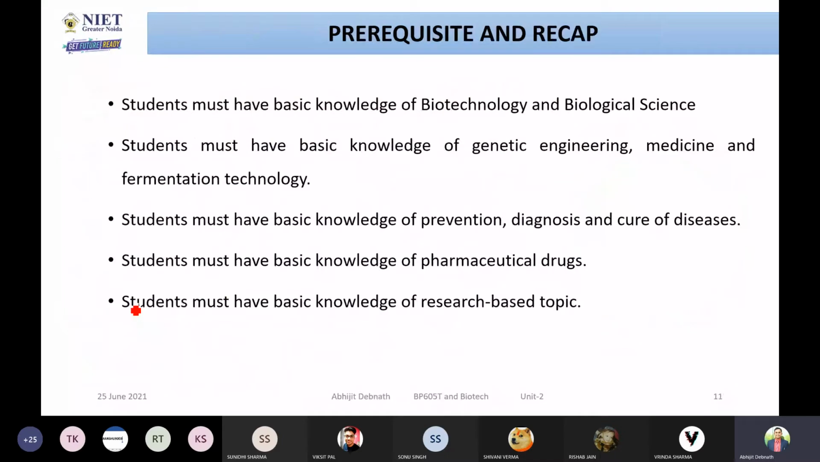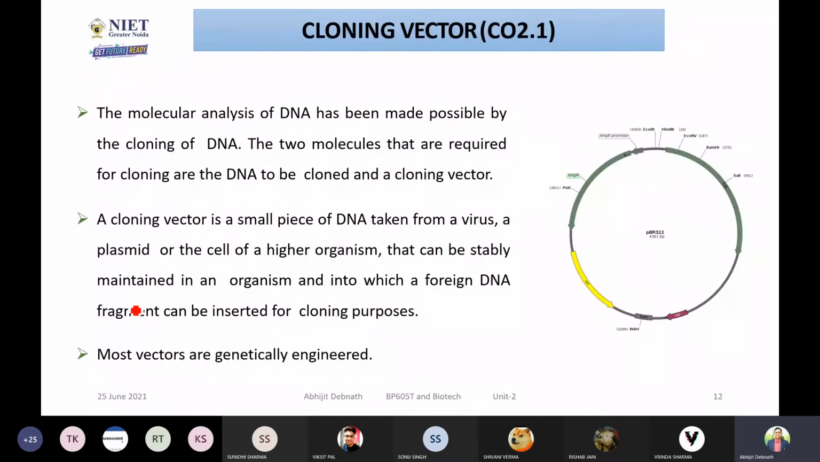Now, cloning vector. In unit 1, you have seen that during rDNA, recombinant DNA technology, we are actually taking some part of the donor, and we are cloning that thing with the plasmid. During that time, the cloning vector plays a very big role. The molecular analysis of the DNA has been made possible by the cloning of the DNA. Two molecules are actually required for cloning: the DNA to be cloned and the cloning vector.